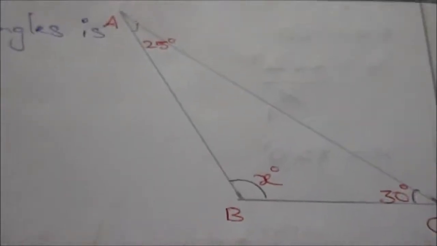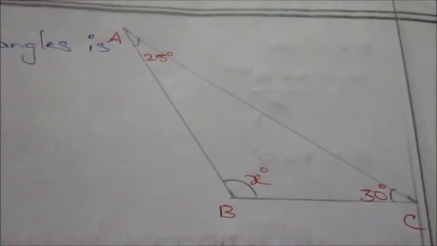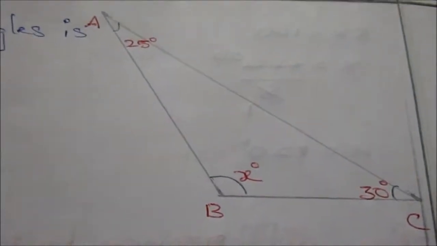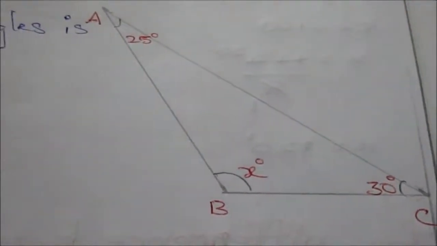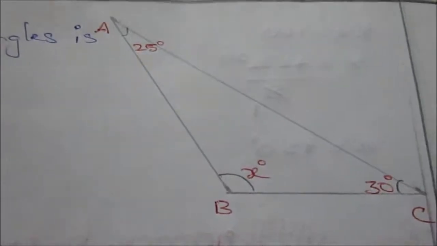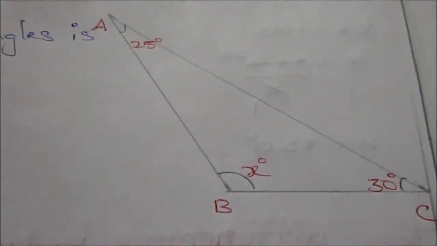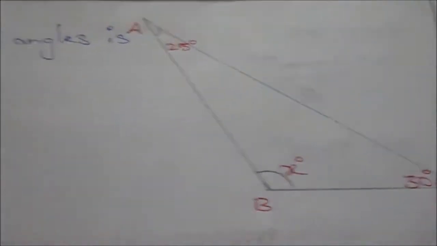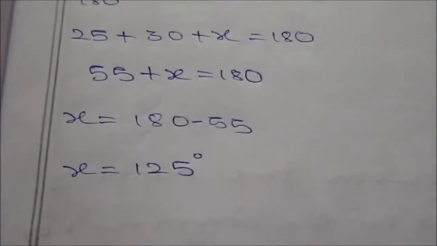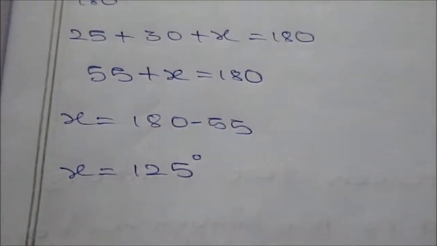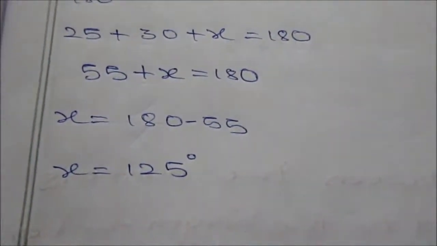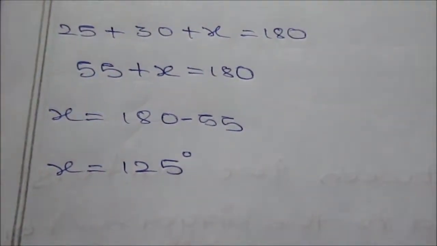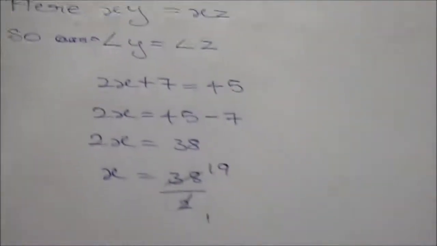Third bit. This is the given diagram. Triangle ABC. Here also they gave three angles. One angle is x degrees. We have to find the x value. Here also we use the same formula: the sum of all angles of a triangle equals 180 degrees. So the sum of all three angles equals 180. If we simplify this one, we will get x equal to 125 degrees. Next, fourth bit.